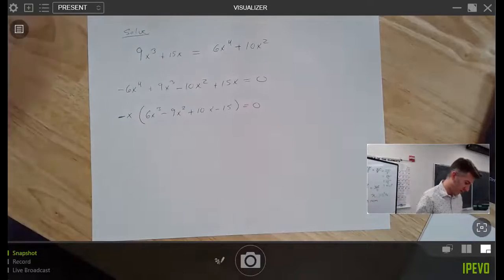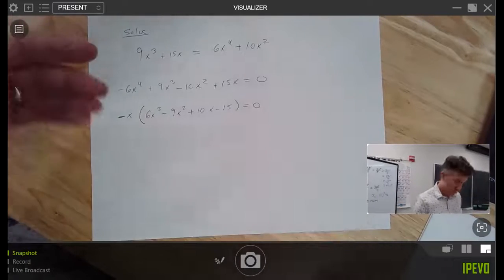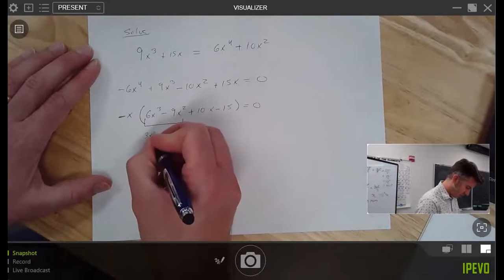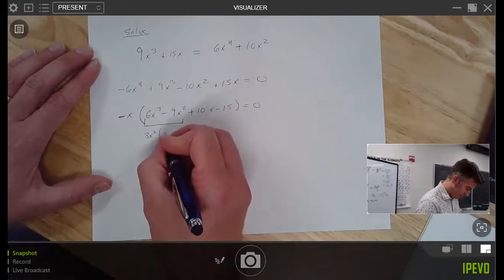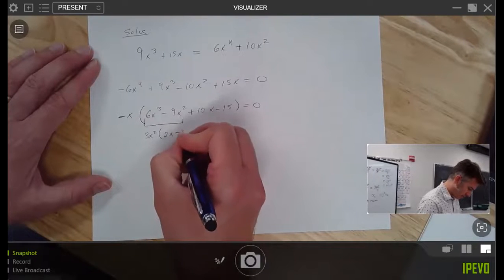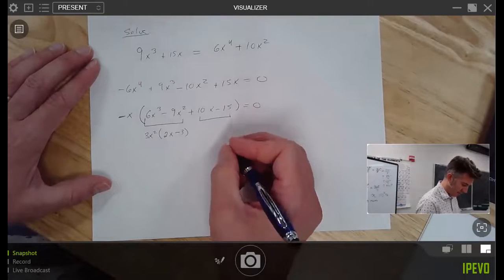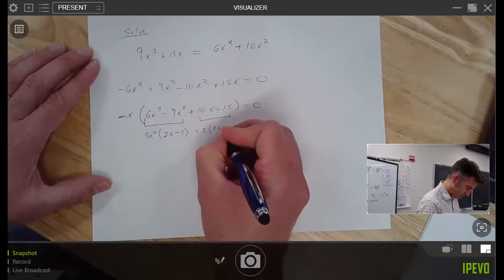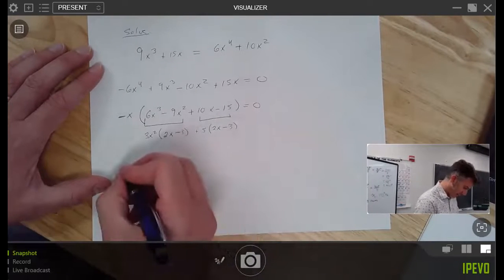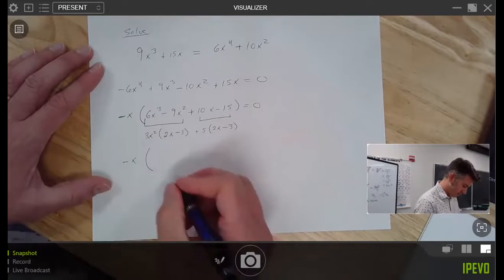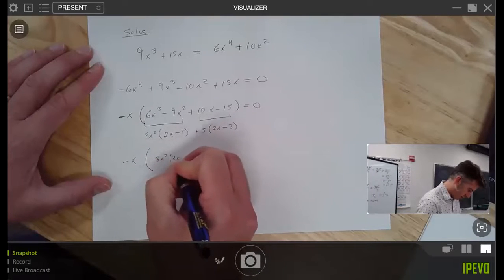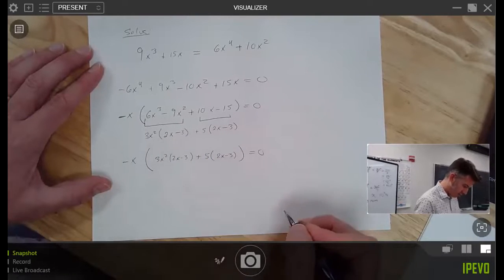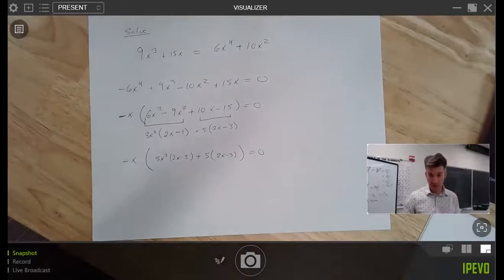And then we're going to factor by grouping, or we're going to try. So from this part, I can factor out a 3x squared, and I'm left with a 2x minus 3. And from here, I can factor out a 5, and I'm left with a 2x minus 3. So this factors as negative x times 3x squared times 2x minus 3 plus 5 times 2x minus 3 equal to 0.